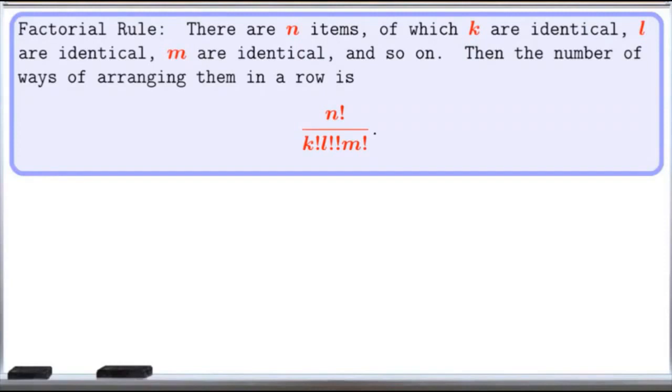In this video, I am going to talk about the factorial rule when there are identical items. There are n items of which k are identical, l are identical, m are identical, and so on. Then the number of ways of arranging them in a row is given by this formula. On top, we put the factorial of the total number of items, and in the denominator here, we put the factorial of the number of each identical item.